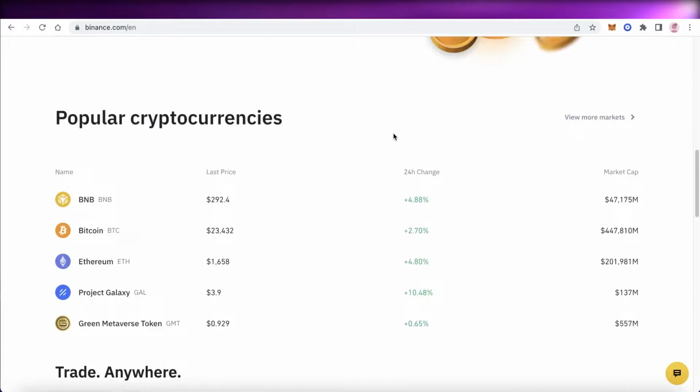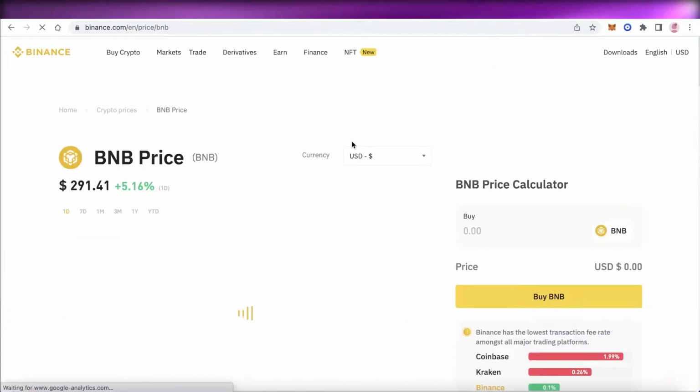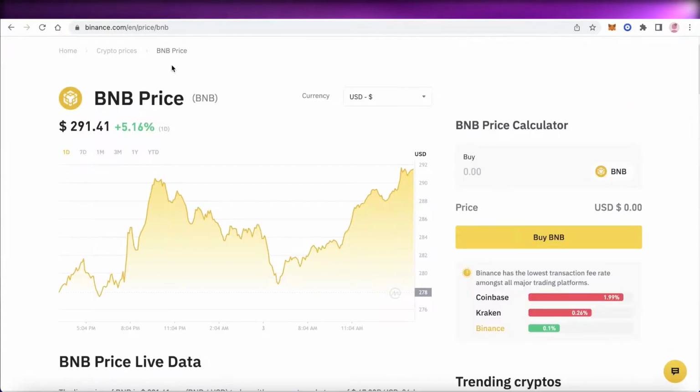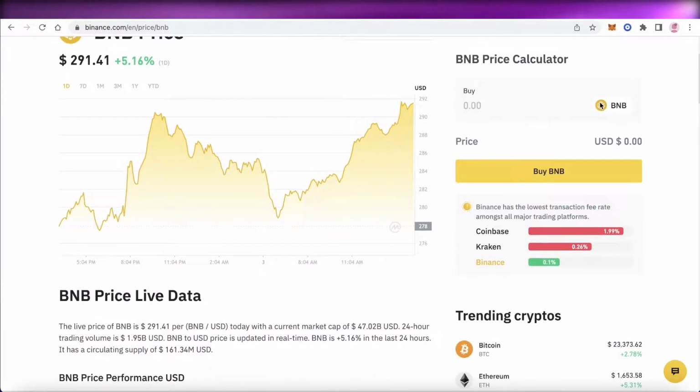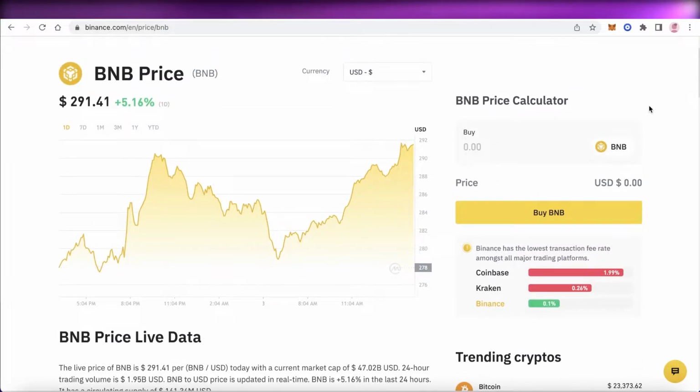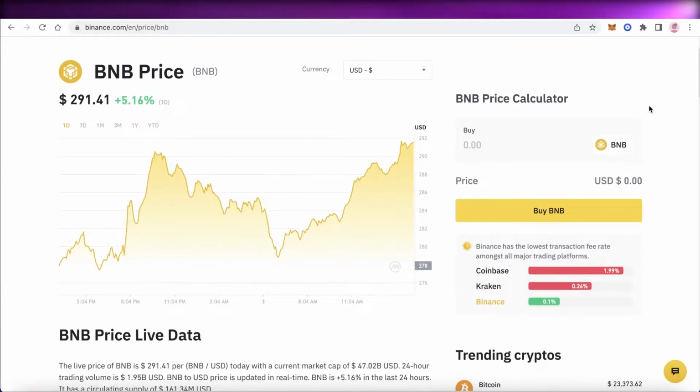So Binance Coin is probably the largest coin on Binance because the entire Binance structure is based on Binance Coin. If you take a look at Binance Coin, or simply BNB, it is the native coin of Binance, and the entire Binance ecosystem is built off of Binance Coin.